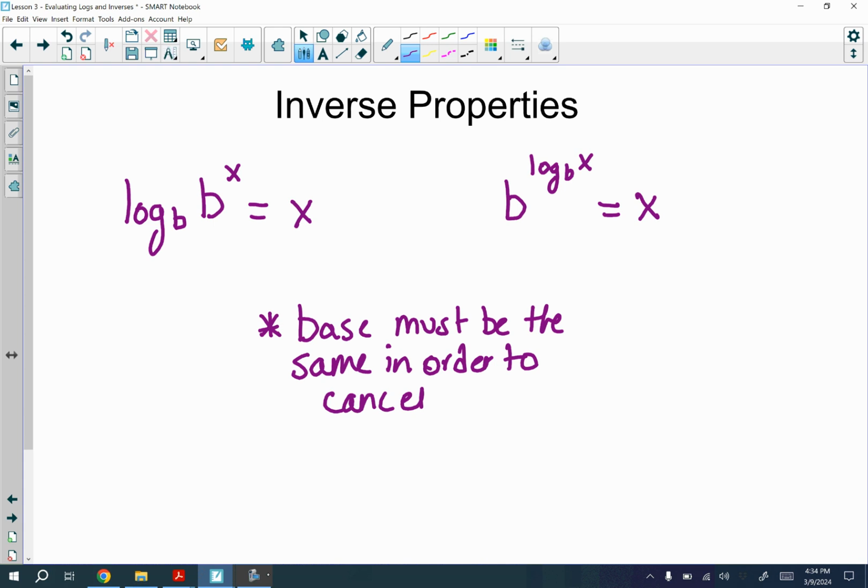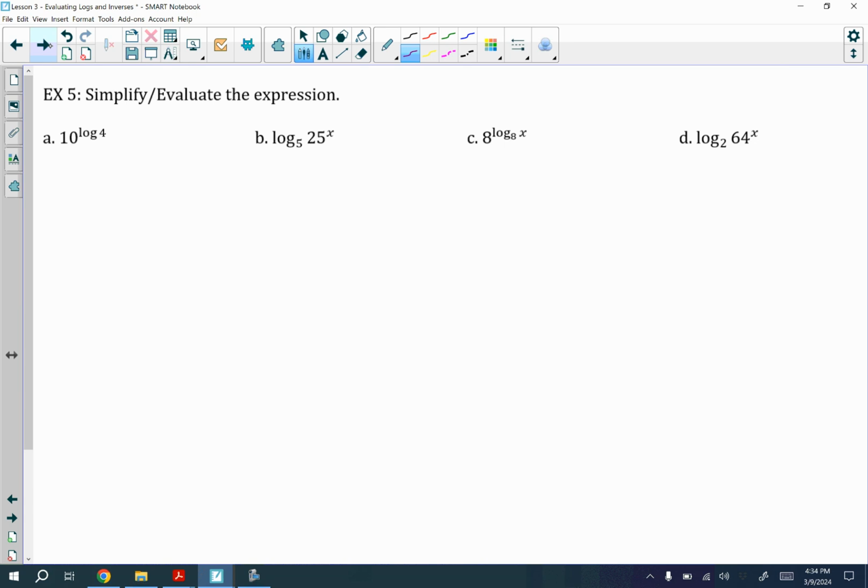Okay, let's go ahead. We are going to apply some of this information to a couple of problems. So let's look at those problems here. We're going to simplify or evaluate the expression. So first, example 5a, we have 10 to the log of 4.